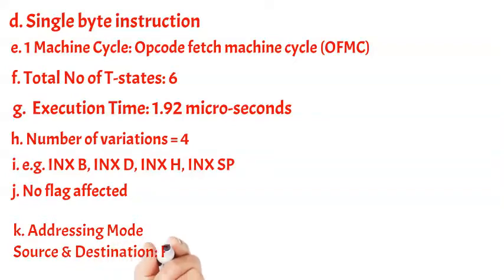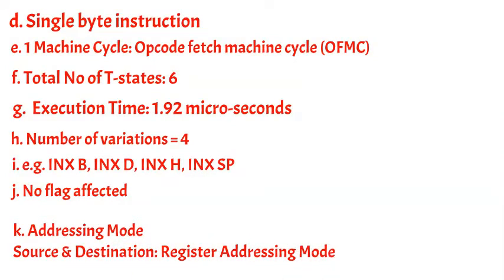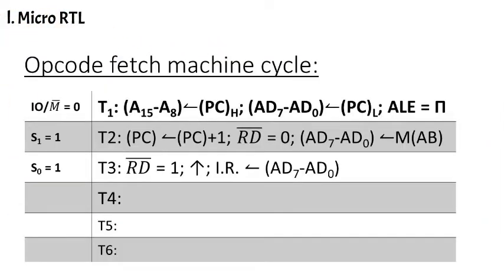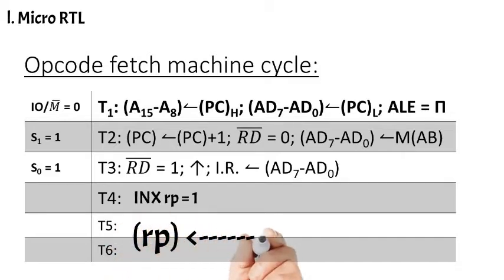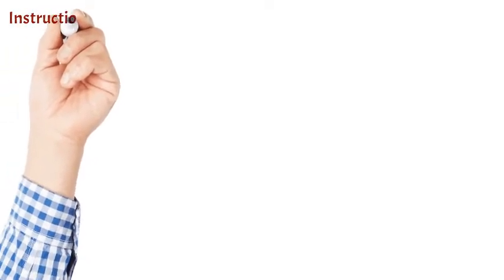The addressing mode, since the register pair is involved, is register addressing mode for both source and destination. As far as the micro RTL of the instruction goes, we have the opcode fetch machine cycle having 6 T states. The first 4 T states are the same. In the fourth T state, INX RP becomes equal to 1. This instruction, unlike other internal instructions of the microprocessor, does not take 4 T states to complete. It will take 6 T states to complete. And therefore, in the fifth and sixth T state, RP becomes equal to RP plus 1.